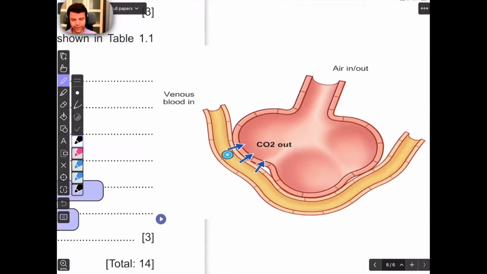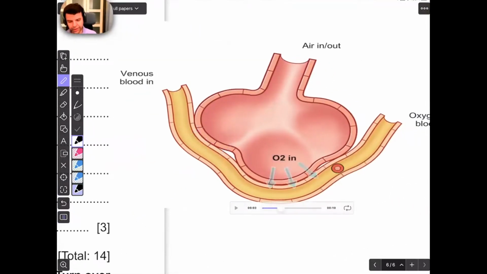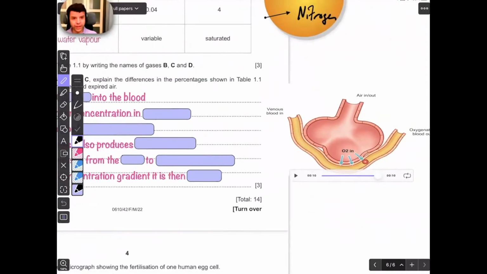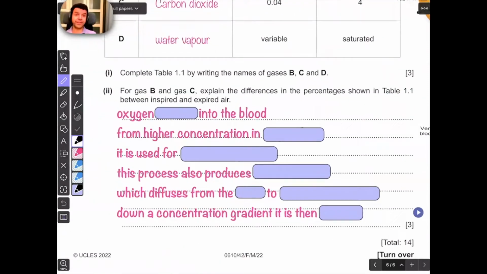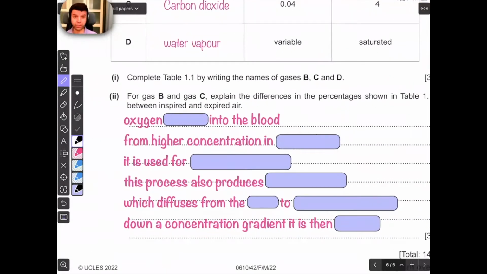Basically, every time you take a breath in, what happens? Oxygen comes at high concentration in the air and it diffuses into your blood. CO2 goes in the opposite direction. So that diffusion is basically responsible for the increase in CO2 in the air you expire, and the decrease in oxygen in the air that you breathe in, or inspire, okay? Oxygen is a reactant in aerobic respiration. Carbon dioxide is a product, okay?